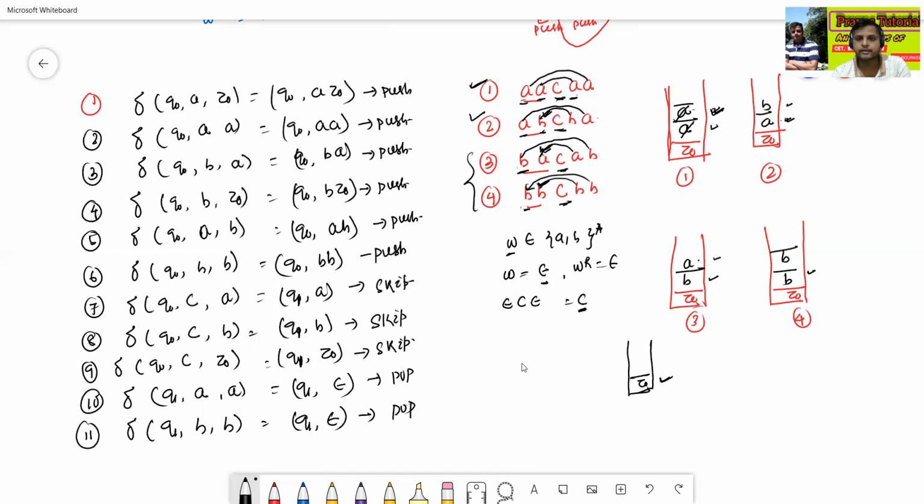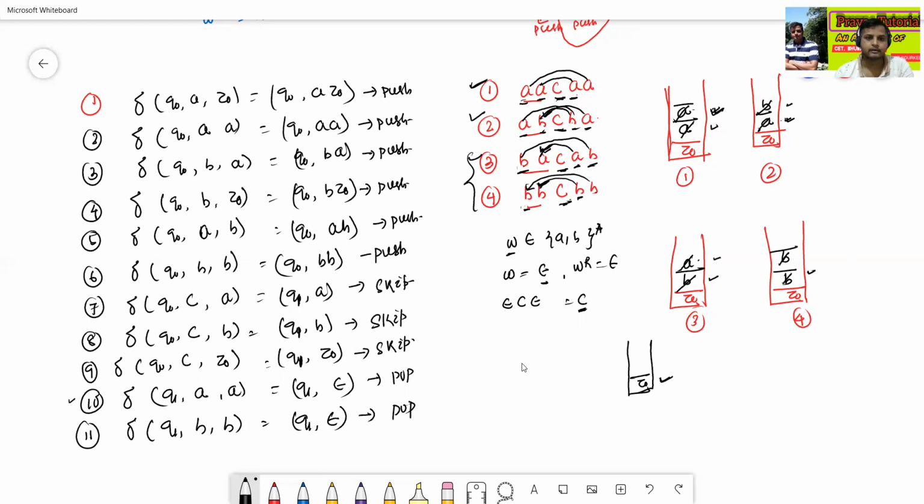Here B will pop B, meaning this B will pop this B. A means it will execute the 10th one. A will pop this one. And in the third case, A will pop A. B will pop B. In the fourth case, B means delta Q1 BB. BB means B will pop B. This B will pop B.